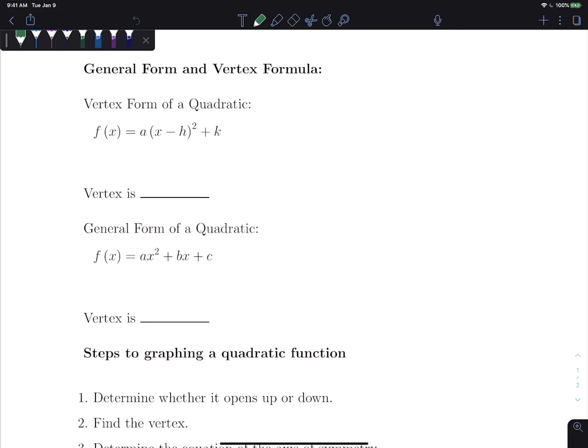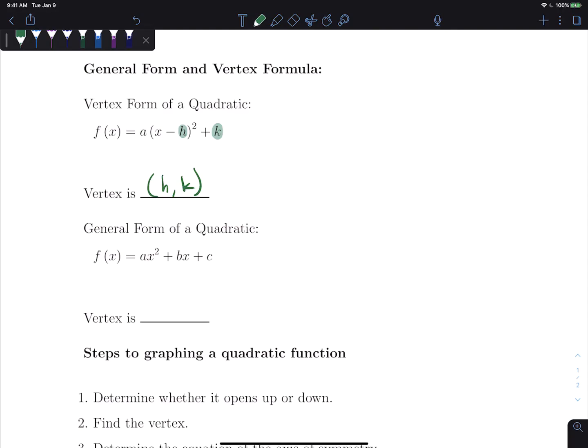Hello. In this video, we're going to look at the general form and the vertex form of a parabola. So the vertex form of a quadratic function is the following. We have f of x is equal to a times x minus h squared plus k. And the vertex is actually going to be (h, k). It is the coordinate (h, k). It is the reason why I said in a previous video that I'm going to call the vertex (h, k).